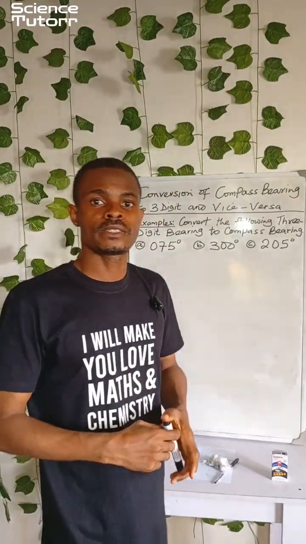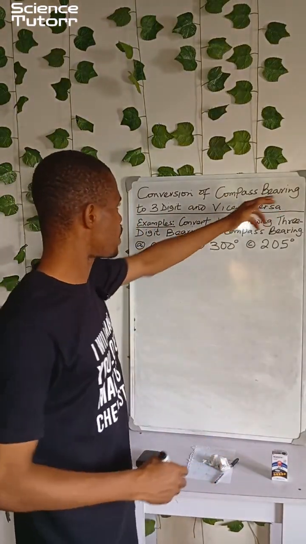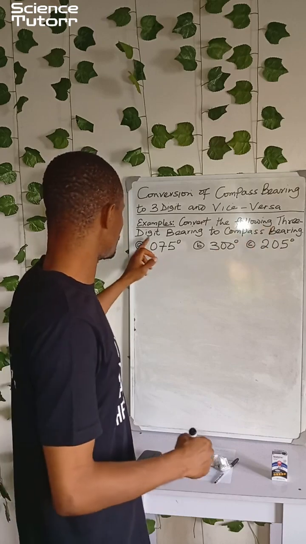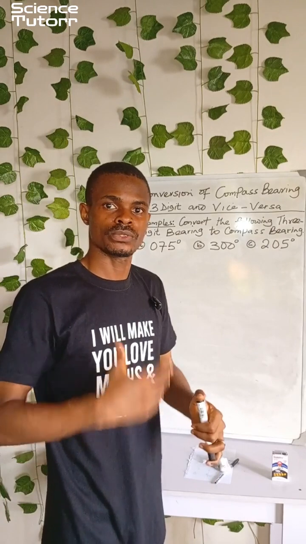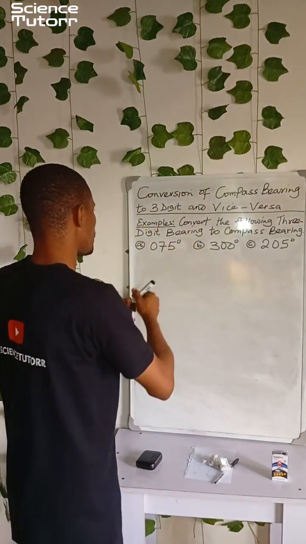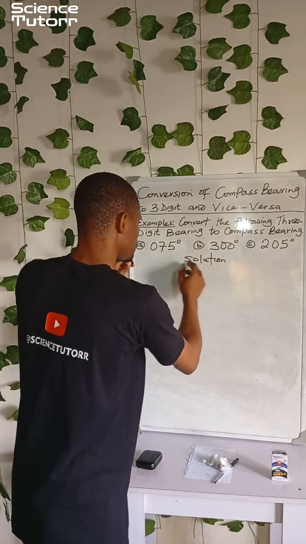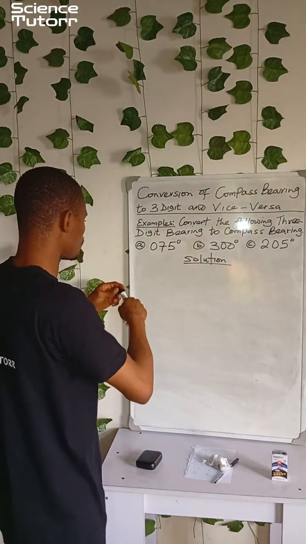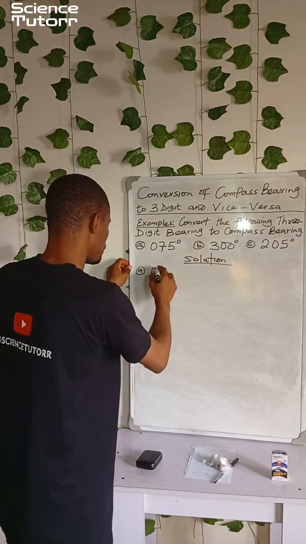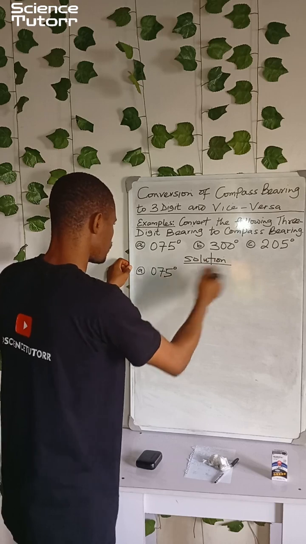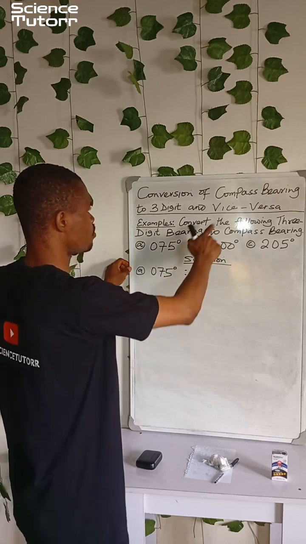All right. In this case, we shall be converting from three digits back to compass, using the same examples. Let's see how it is done. Now, solution. For the first case, whenever it is in the first quadrant, it is not much of a problem. It is very easy. For A, we have 075. That's first quadrant.